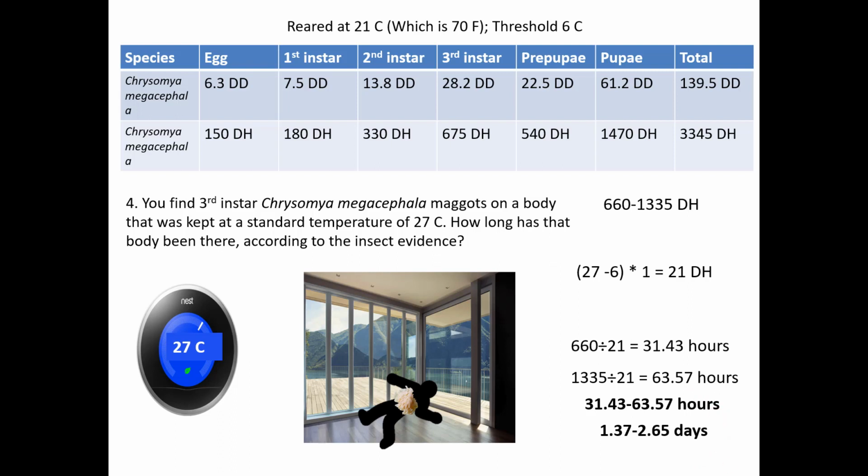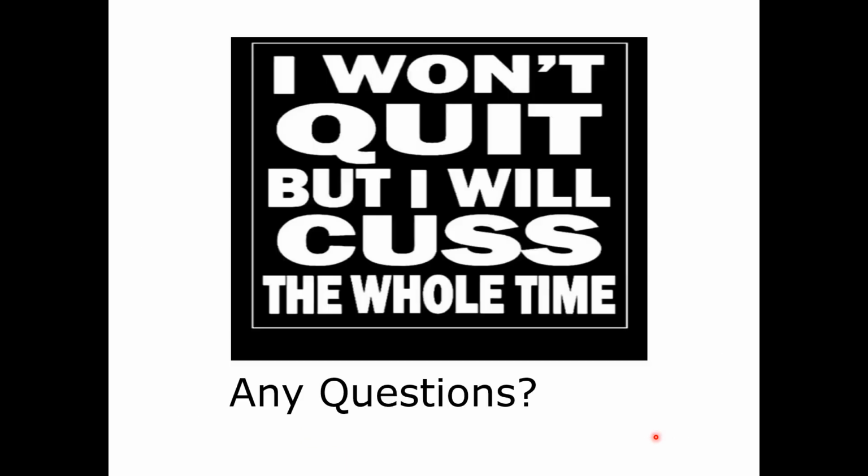And notice that I've got my units every time, so I know what I'm talking about: hours, degree hours, days, degree days. But this is the answer I'm looking for. So if a cop came up and said, okay, we found third instar Chrysomya megacephala maggots on this body, how long has that person been there? You can say, based on these calculations, somewhere just over a day to just over 2 days. There you go. All right.